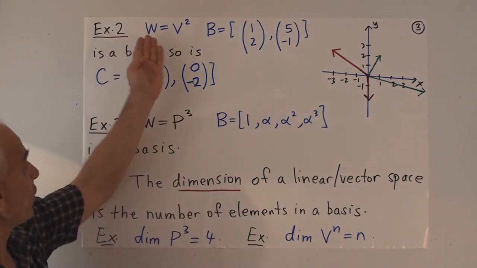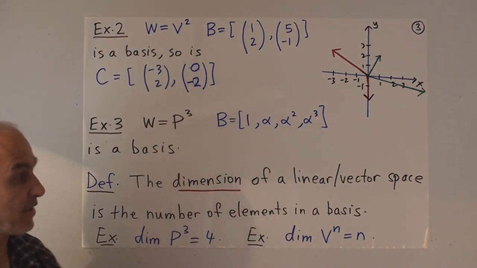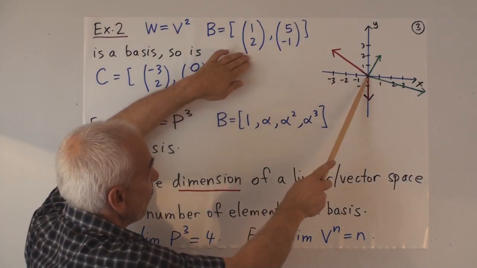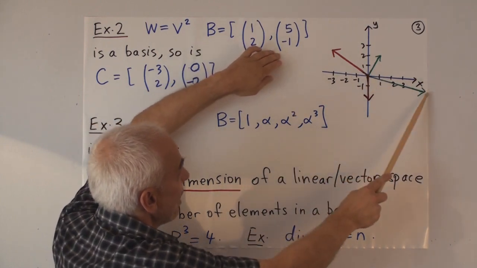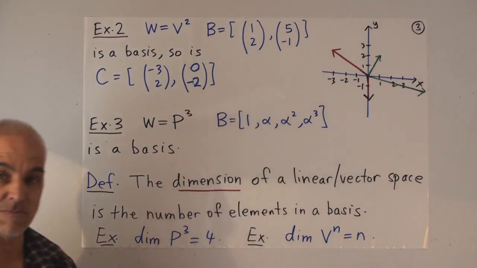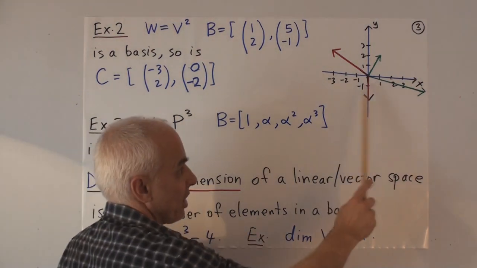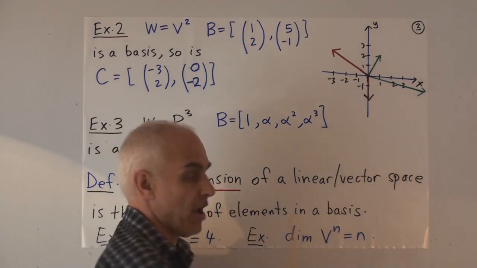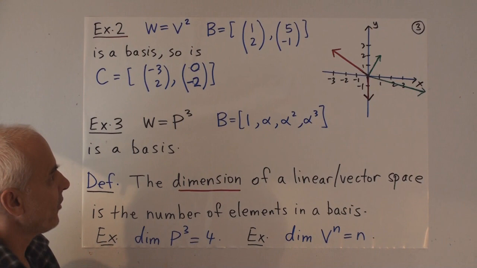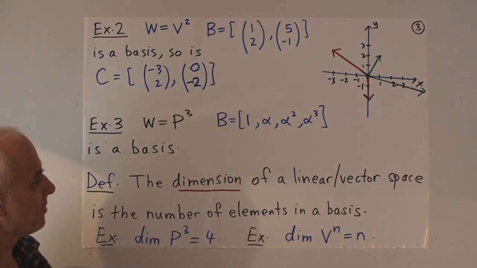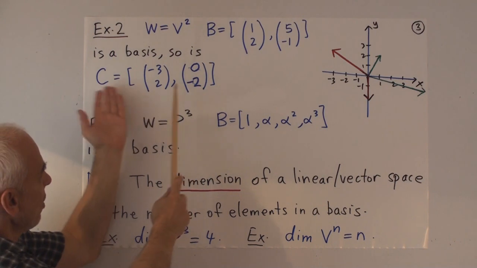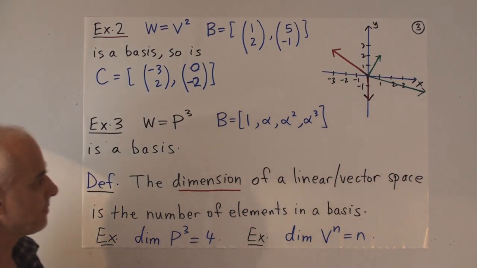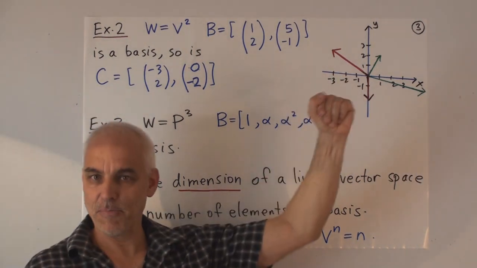So for example, if we're looking at two-dimensional space of column vectors, then here's one basis: the vector (1, 2) and then the vector (5, -1). Those are two vectors which are spanning, because every vector can be written as a combination of these two. And they're linearly independent because they're not multiples of each other. So that's a basis of V2. Here's another basis, call it C, consisting of the vectors (-3, 2) and (0, -2). And you could choose thousands of other bases.